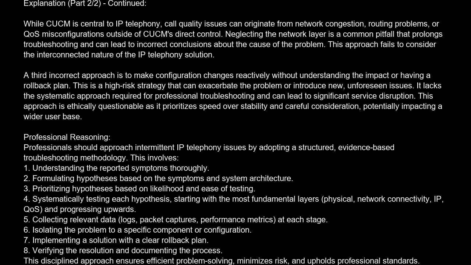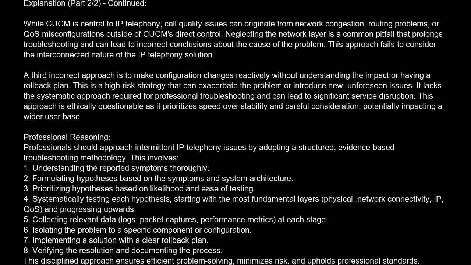Professional reasoning. Professionals should approach intermittent IP telephony issues by adopting a structured, evidence-based troubleshooting methodology. This involves: 1. Understanding the reported symptoms thoroughly. 2. Formulating hypotheses based on the symptoms and system architecture. 3. Prioritizing hypotheses based on likelihood and ease of testing. 4. Systematically testing each hypothesis, starting with the most fundamental layers: physical, network connectivity, IP, CoS, and progressing upwards.